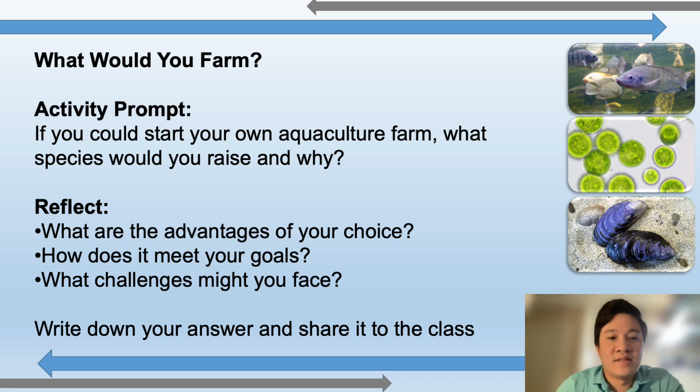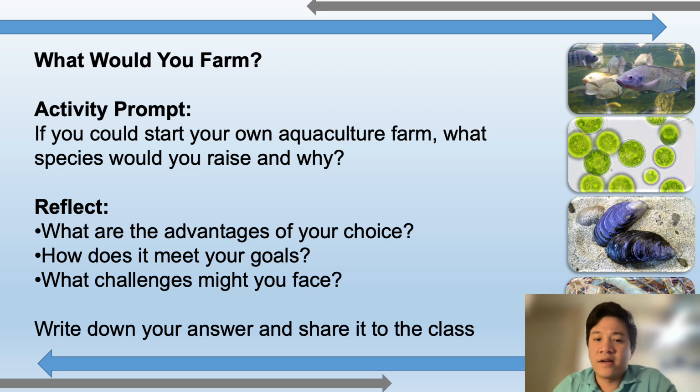Here's the question. If you could farm any aquatic species, what would it be and why? You may reflect on what the advantages of your choice are, how it meets your goals, and what challenges you might face. Take a moment to reflect and jot down your answer. Then we will share our ideas later on and see how diverse and creative your farm choices are.